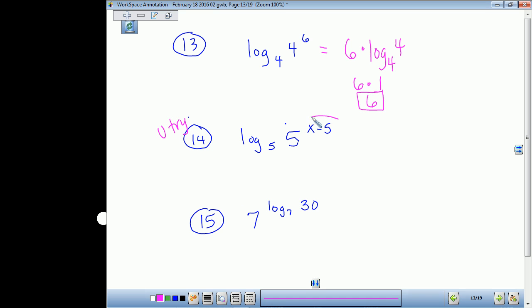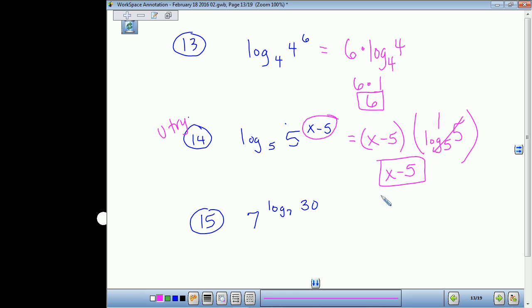Okay, what can you do with the exponent? You can rewrite it as multiplication. So this exponent comes out in front, times log base 5 of 5. What power do you raise 5 to get 5? 1. So the answer is x minus 5. That's the answer. Wait, hold on. Is the answer just the exponent? Sometimes.